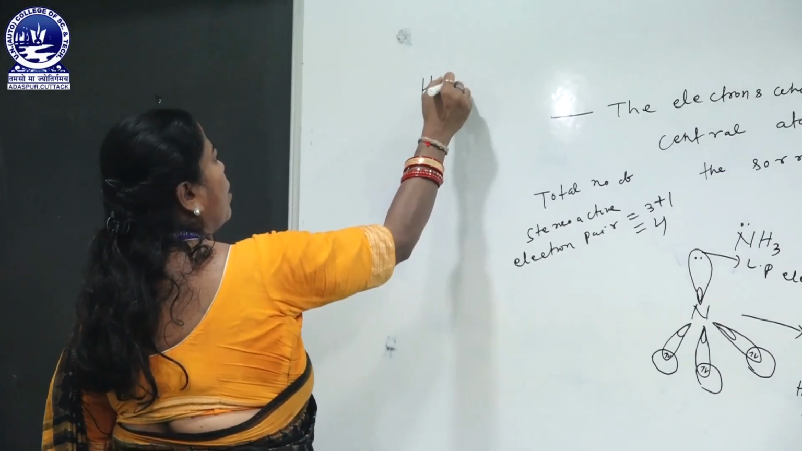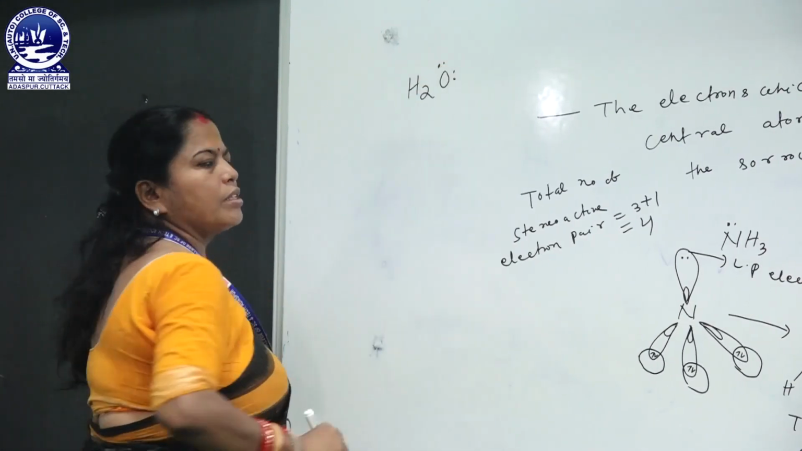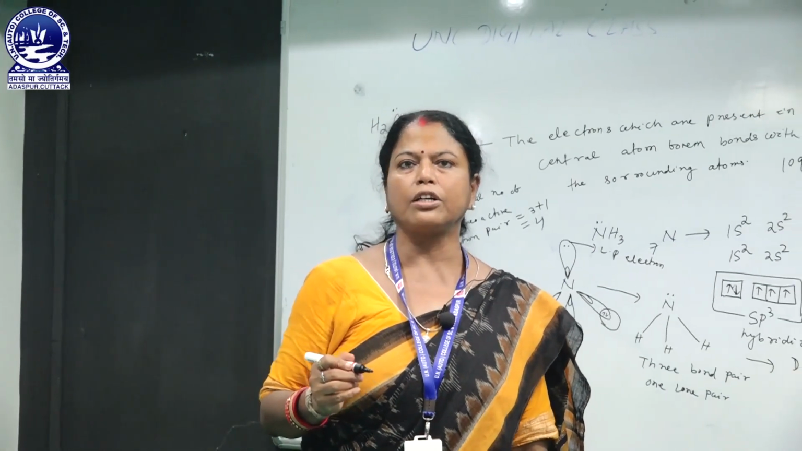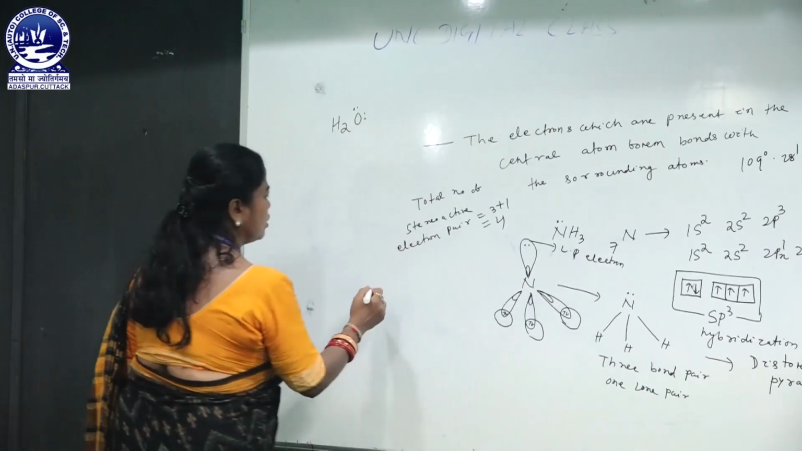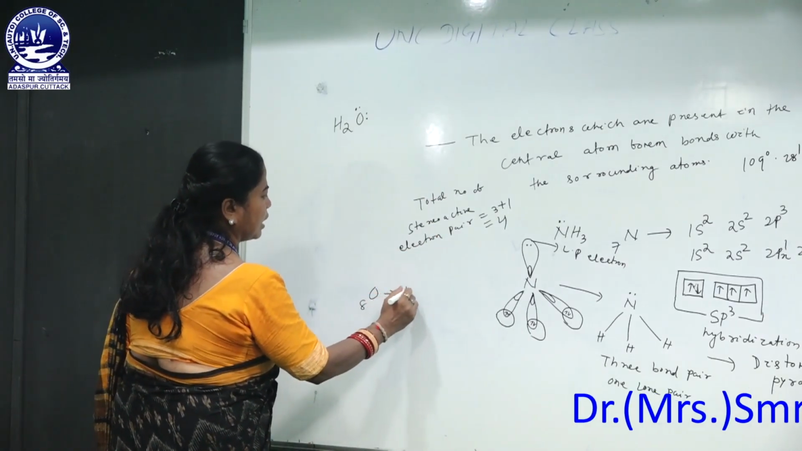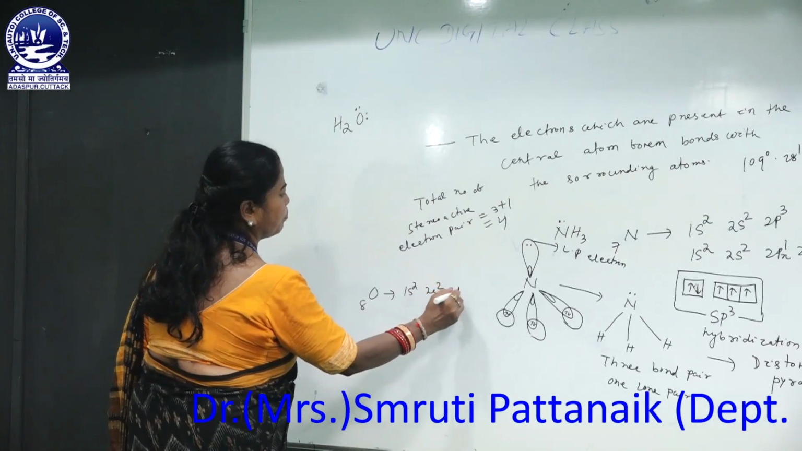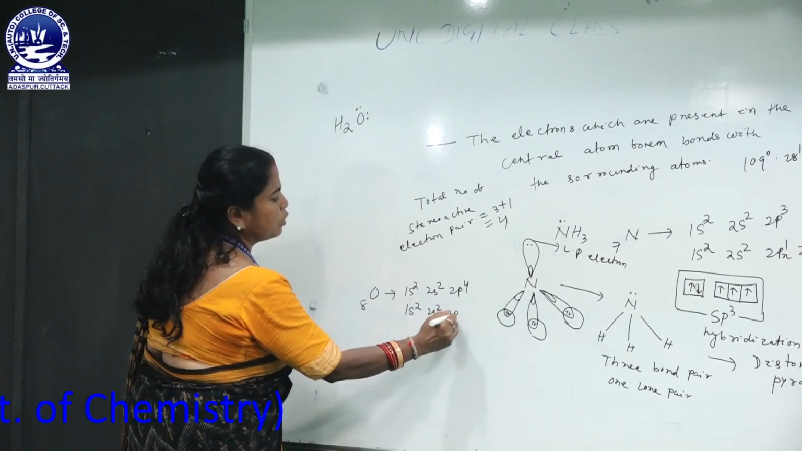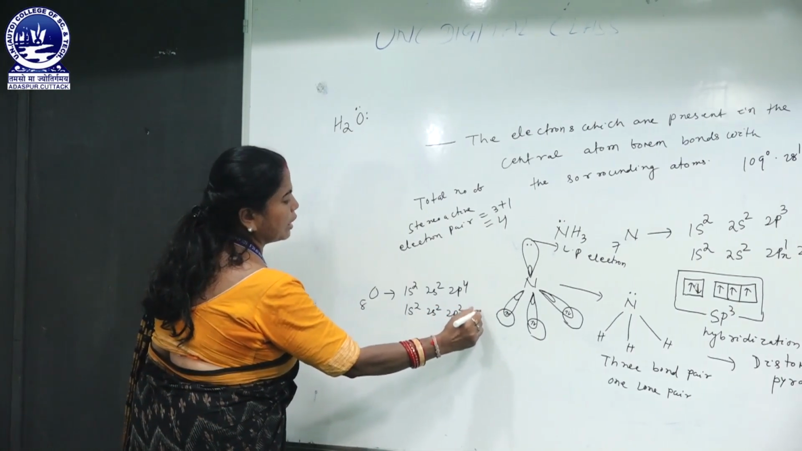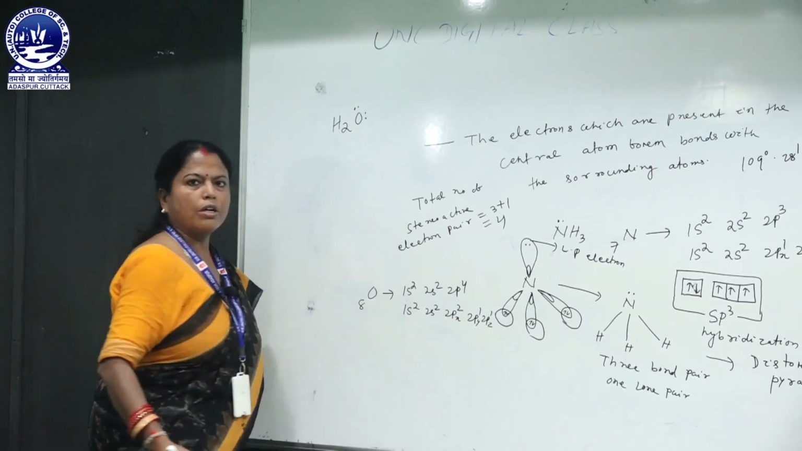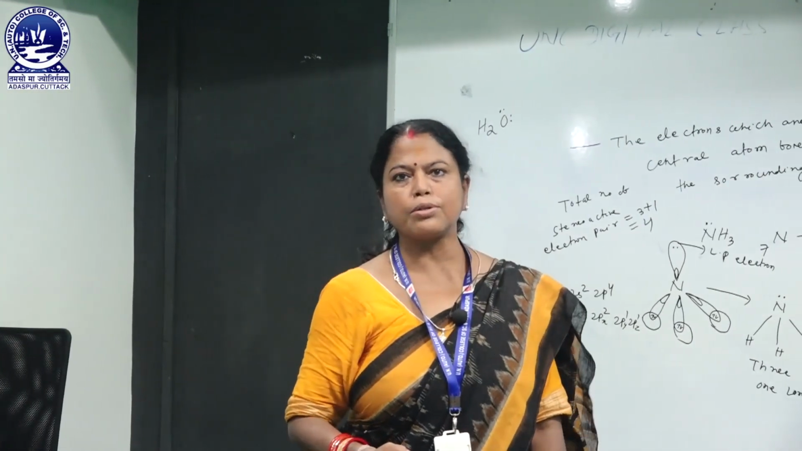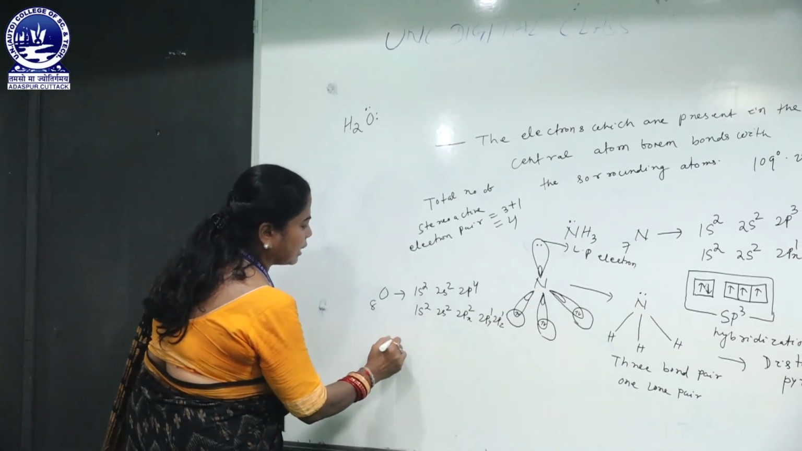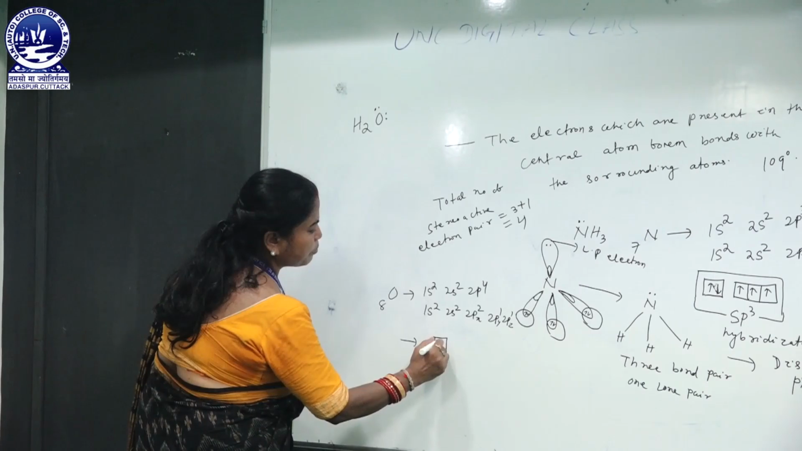Another example is the water molecule. In the water molecule, the central atom is oxygen. It contains 2 lone pair electrons. So what is the atomic number of oxygen? O is 8. So the configuration is 1s2, 2s2, 2p4. Again, it is 1s2, 2s2, 2px2, 2py1, 2pz1. So the oxygen atom, which is the central atom, is also sp3 hybridized like the nitrogen atom. So we consider that the hybridization is sp3.